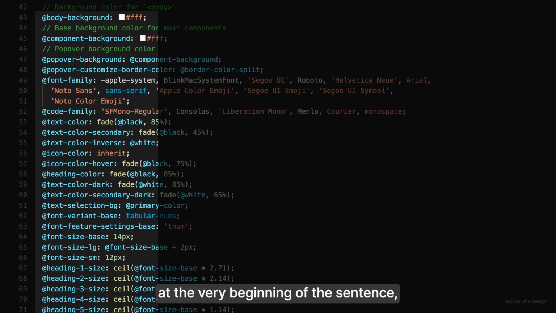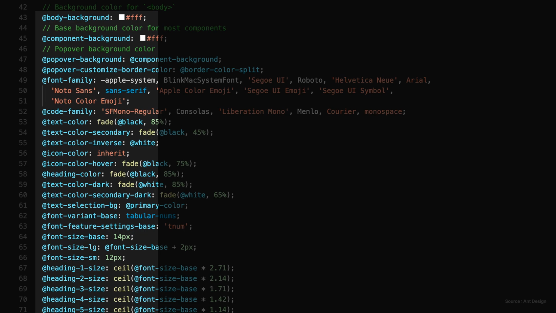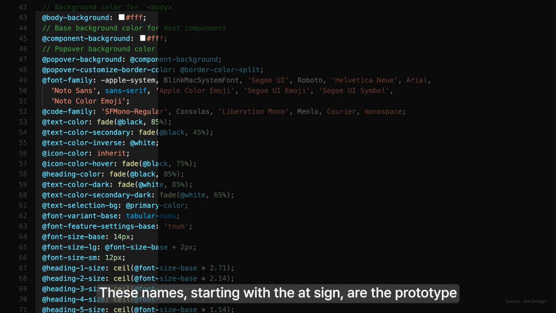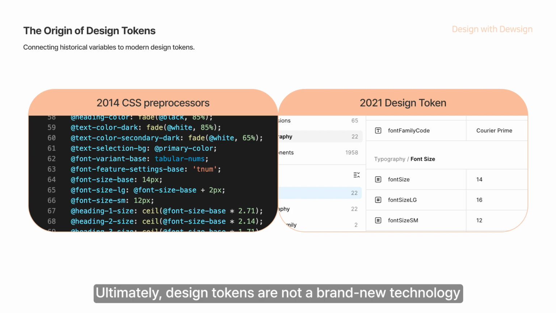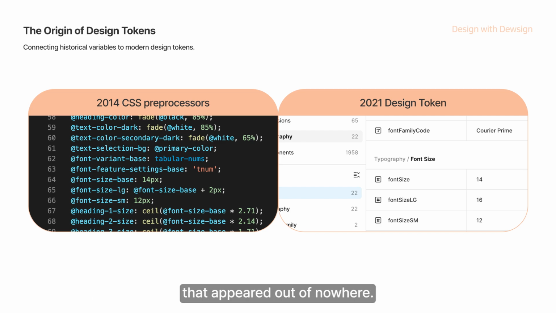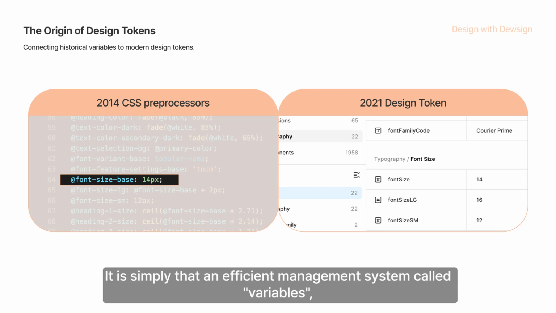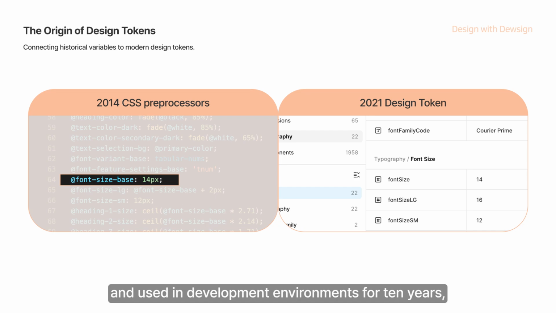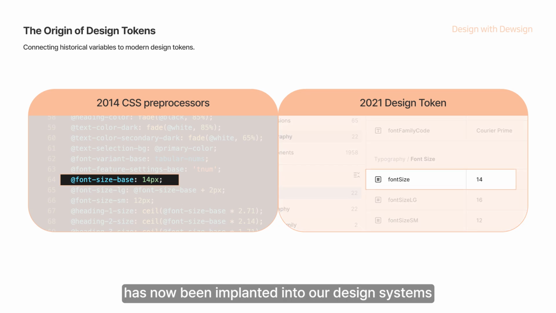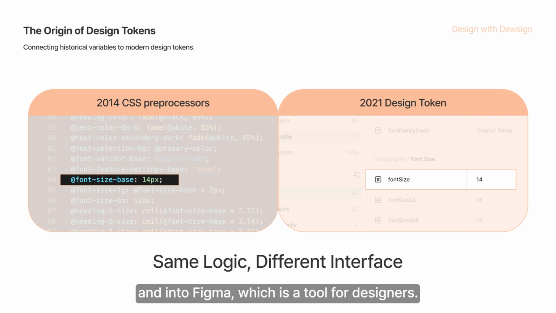sign is entered at the very beginning of the sentence, followed by a list of variable names. These names starting with the @ sign are the prototype and the root of the design tokens we define and use in our design systems today. Ultimately, design tokens are not a brand new technology that appeared out of nowhere. It is simply that an efficient management system called variables, which has already been proven and used in development environments for 10 years, has now been implanted into our design systems and into Figma, which is a tool for designers.